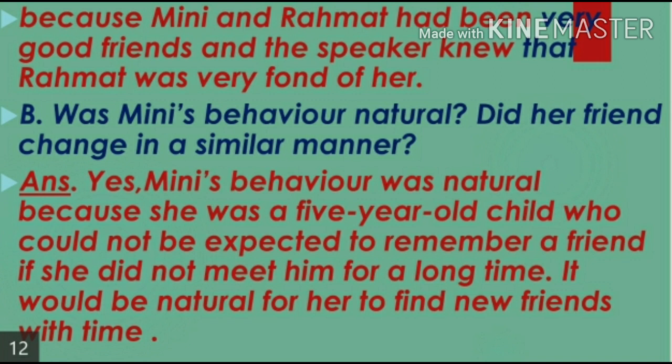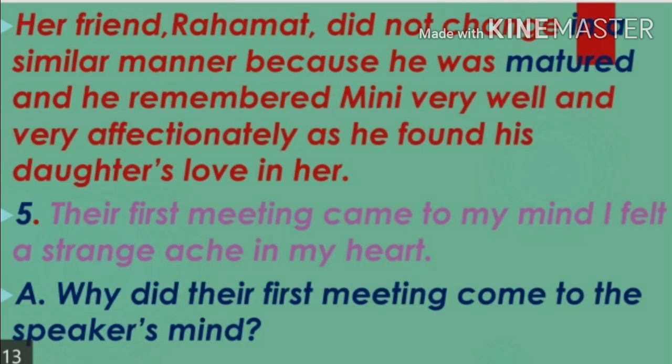Was Minnie's behavior natural? Did her friend change in a similar manner? The answer is yes. Minnie's behavior was natural because she was a 5-year-old child who could not be expected to remember a friend if she did not meet him for a long time. It would be natural for her to find new friends with time. Her friend, Rehmat, did not change in a similar manner because he was matured and he remembered Minnie very well and very affectionately as he found his daughter's love in her.